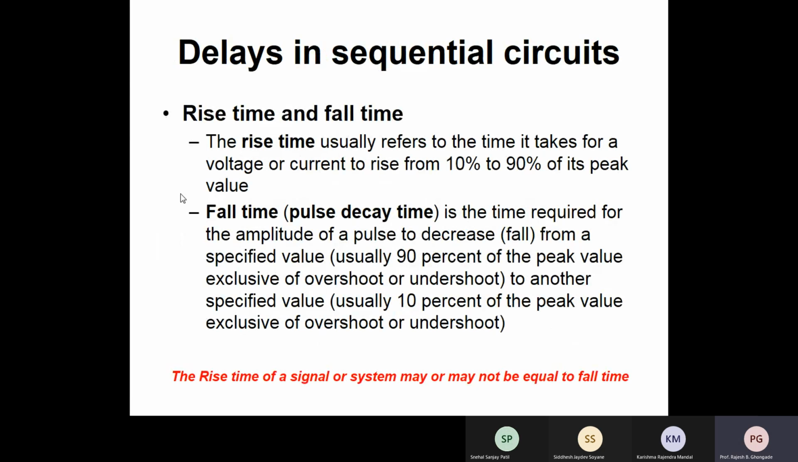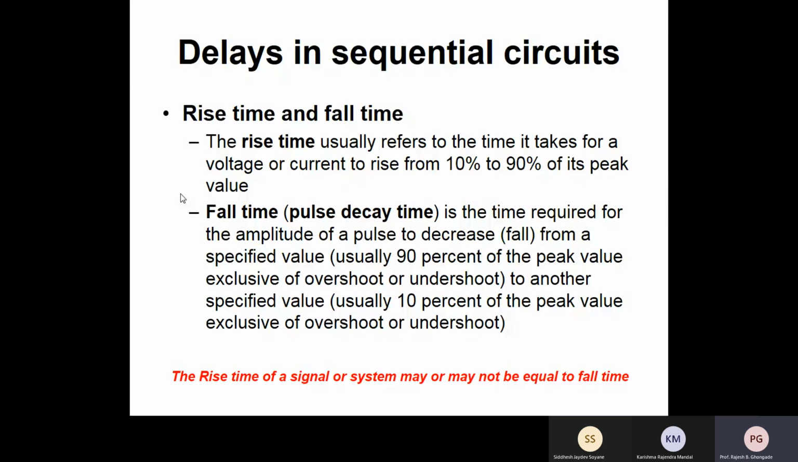Now, what are the delays in sequential circuits? The rise time and the fall time. This is a very, very important thing. The rise time refers to the time it takes for a voltage or current to rise from 10% to 90% of its peak value. Now, we know this particular concept of rise time from, let us say, the switching circuits or maybe the switching waveforms when you look at the performance of transistors as switches. So here the definition is the time that it takes for voltage or current to rise from 10% to 90% of its peak value.